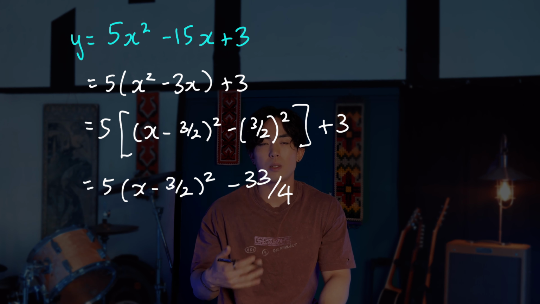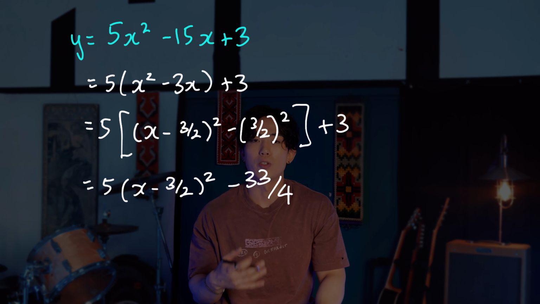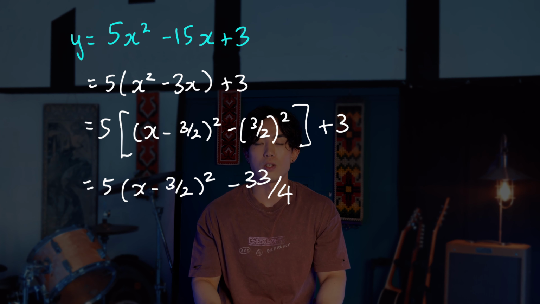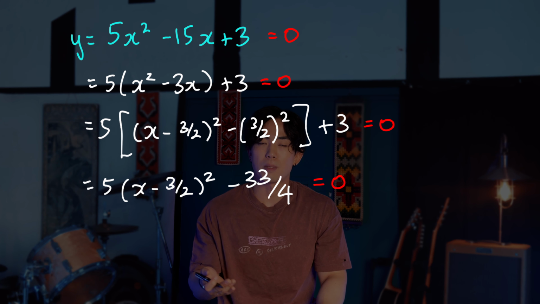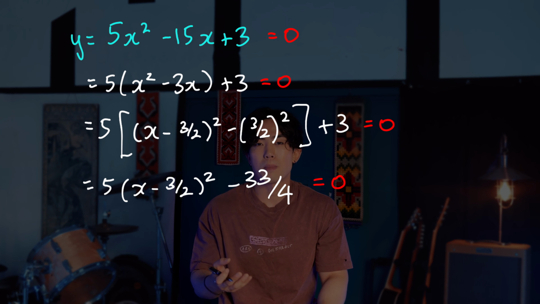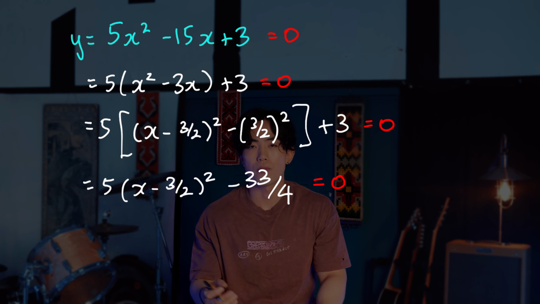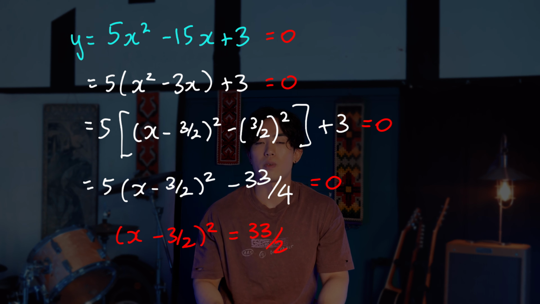You guys should just practice some of these because it's just getting used to it or getting the hang of it. Right, so that's basically how we go about completing the square. But as I said, we can use this to solve equations. So if I equate this initial quadratic equation to 0, that means all of this completing the square part is also equal to 0. So 5 times x minus 3 over 2 all squared minus 33 over 4 is equal to 0. Now it's just a matter of rearranging for x. So bring the 33 over 4 to the right-hand side, dividing by 5, we'll have x minus 3 over 2 all squared is equal to 33 over 20.